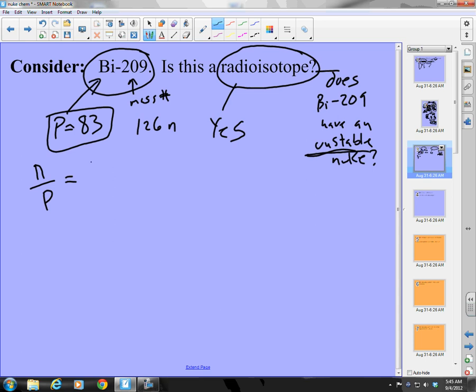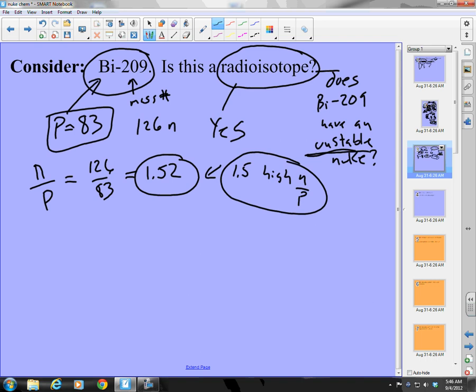Would you agree with me on that? Yes. So that means I have 126 divided by 83. And it looks like it's 1.52. So when we think of something as a high neutron to proton ratio, something in the range of 1.5 is certainly a high neutron to proton ratio. Got it? Good.